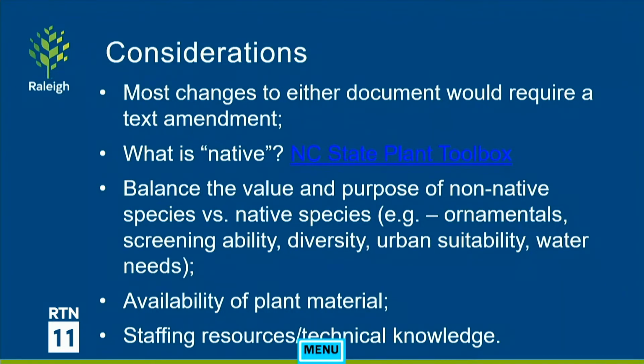And so we would just want to be intentional and mindful about those sorts of things if we were crafting new regulations. And then the last two is just the availability of material. A requirement doesn't really provide any benefit if a landscaper can't get it from a nursery. So we'd want to make sure that whatever we were requiring is available. And then finally, just some kind of staffing considerations.